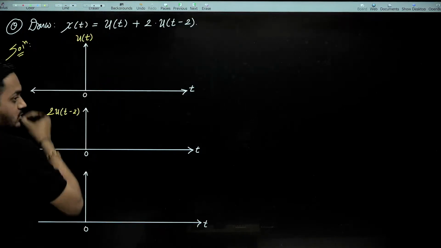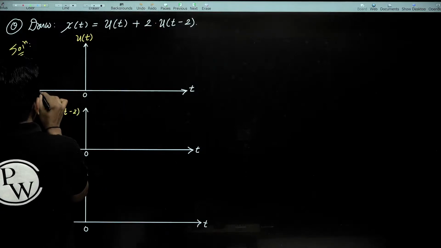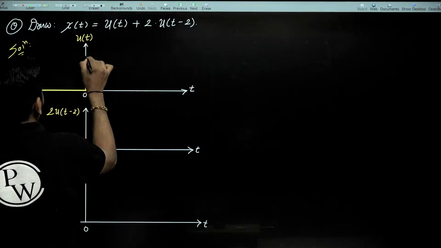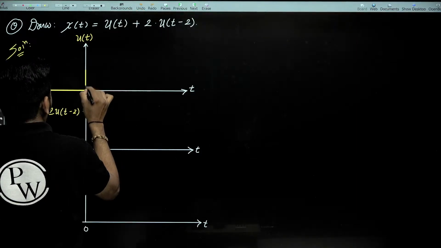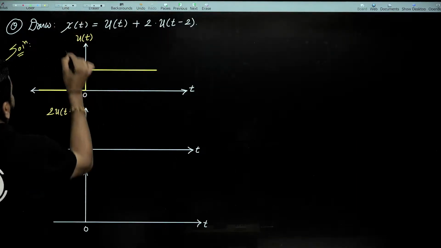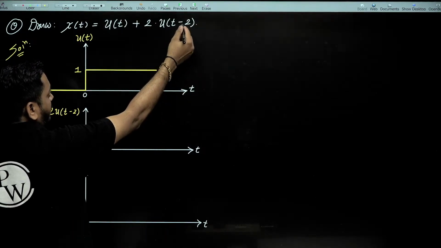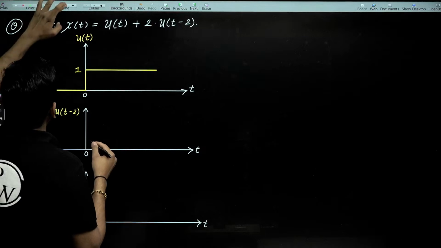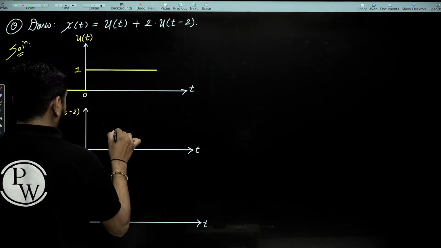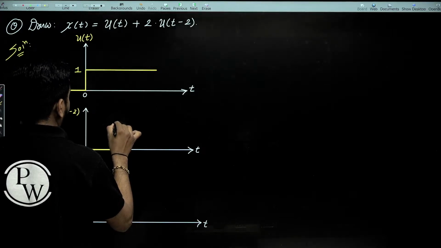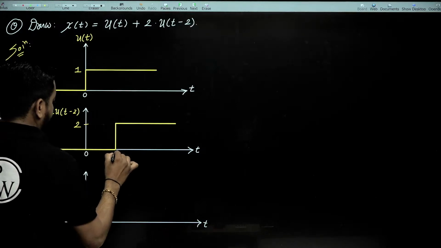u of t starts from t equal to 0 and goes toward the right side, fine. This is u of t, and u of t minus 2 will start from t equal to 2 and go toward the right side, like this, with the same amplitude. This is 2 times u of t minus 2.